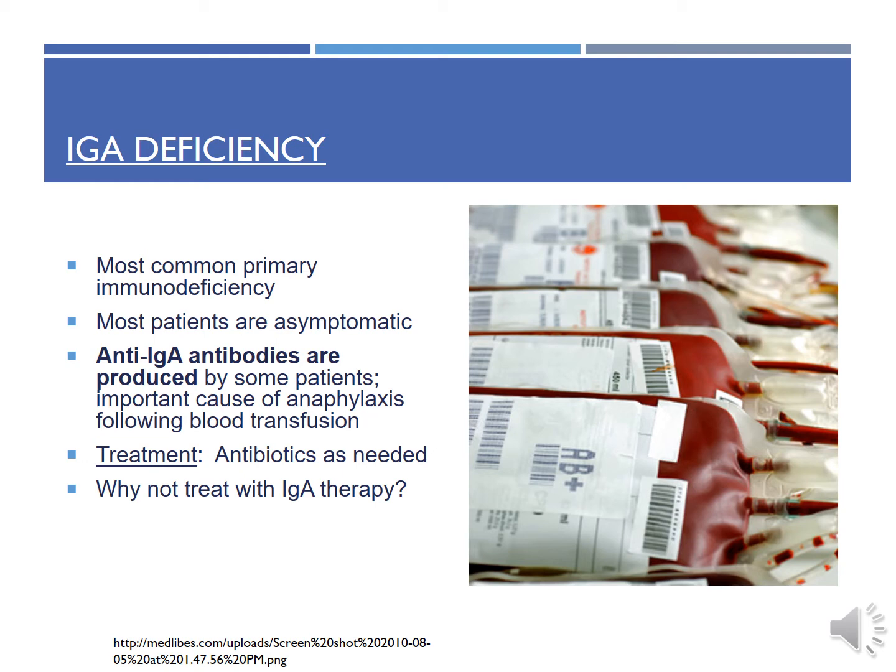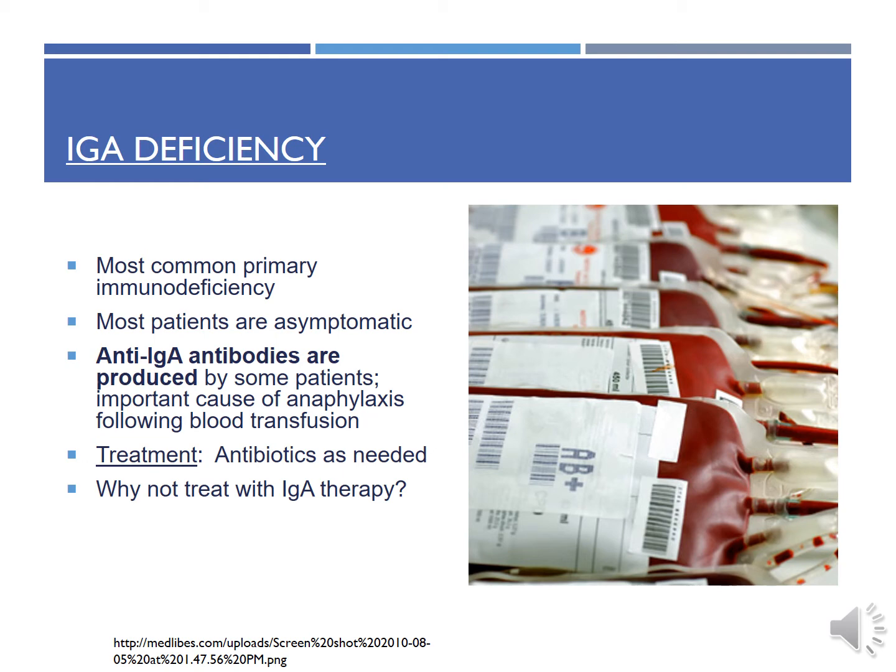We could treat this with antibiotics as needed, but other than that, there is really no other treatment for this IgA deficiency. So why do you think we cannot treat this with IgA therapy? Well, for one reason, IgA has a half-life of 7 days. So you'd have to be getting shots every week for your natural life, and that just wouldn't be cost effective.